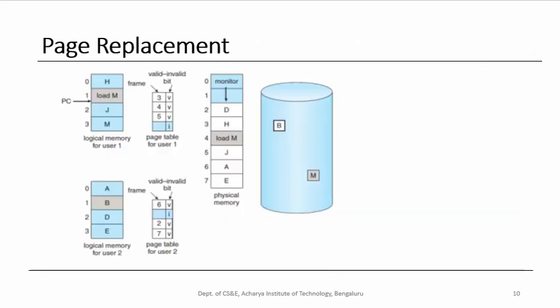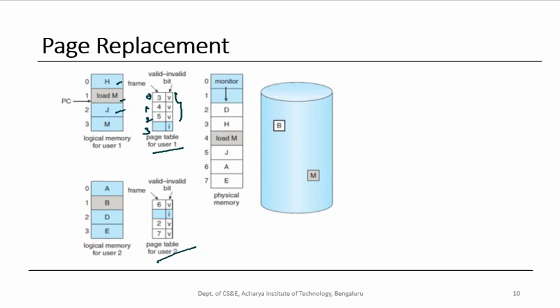Okay, you look at this diagram. What could you infer from this? There are two processes running concurrently. What are those two processes? That is the process of user 1, let's say, and the process of user 2. And the page table of the user 1 process is created like this. That means page 0, page 1, page 2 are present in the main memory. So what are these pages? These pages are H, let's say H, M, J.